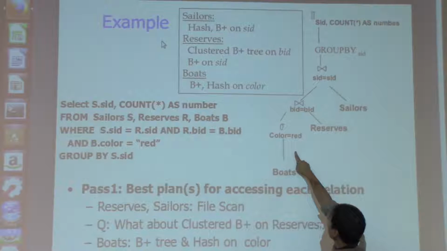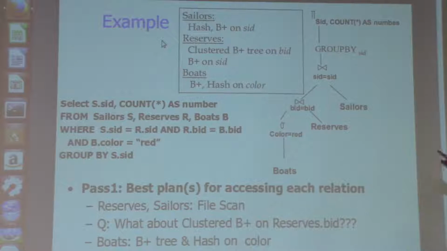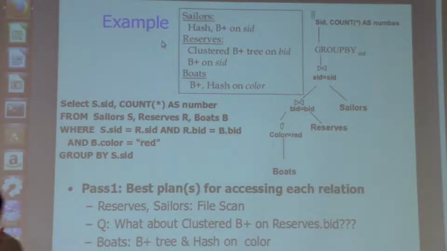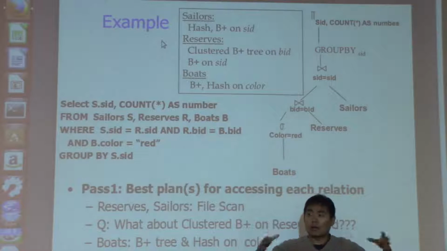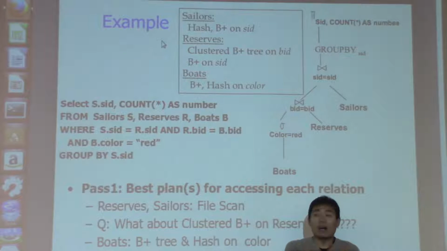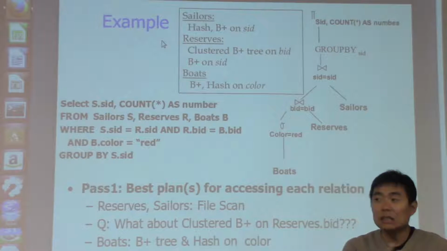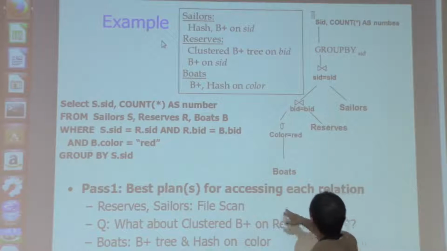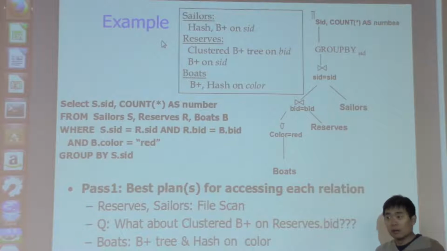I have a selection on color, join with reserves, join with sailors, and I have a projection. Okay. Pass one. What is my pass one? Pass one is for boats, reserves, and sailors, each on their own, carry out the one relation plan. Find out the best one relation plan for each single relation, independently from the other relations. So for reserves and sailors, no selection condition. What do I do?